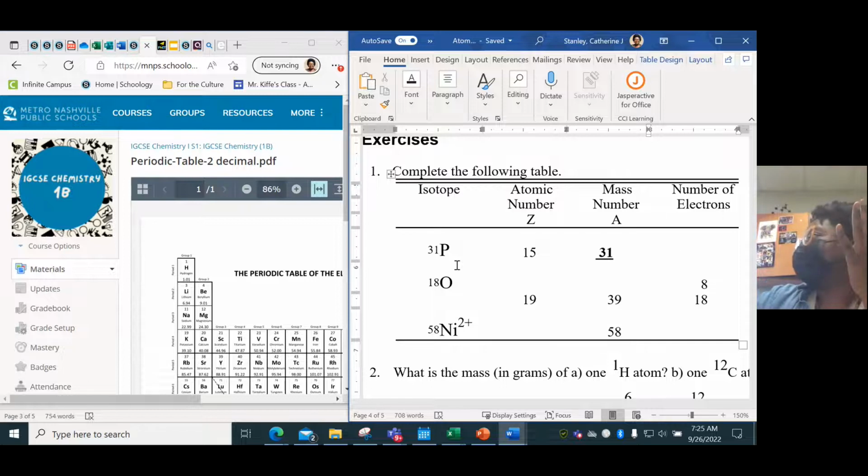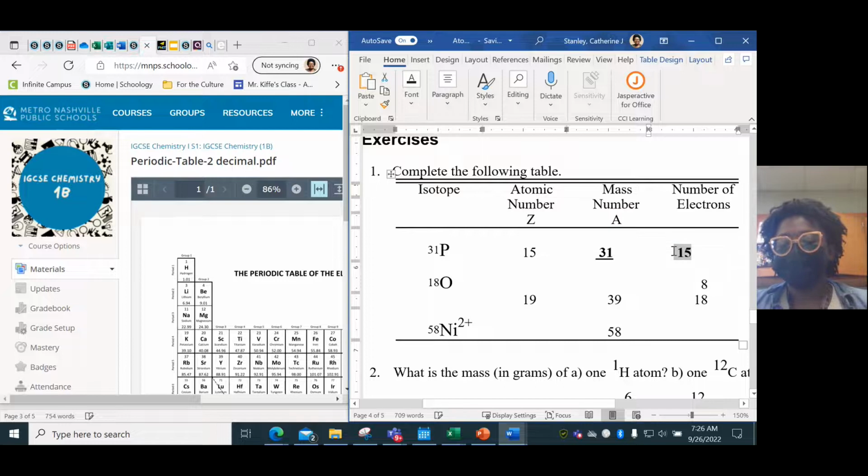You see how we're putting everything we just learned into one little chart? So if my atomic number is 15, how many protons do I have? 15. If I have 15 protons and my charge is 0, 15 minus what gives me 0? 15. So that means I have 15 electrons.